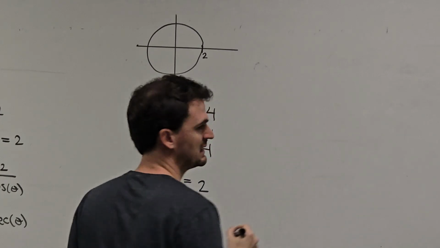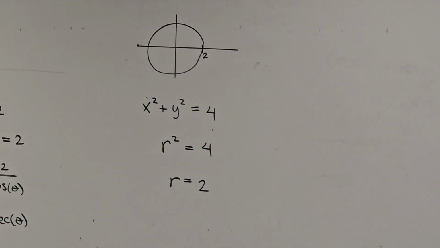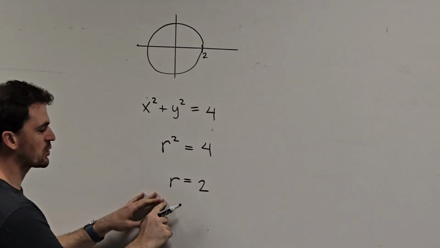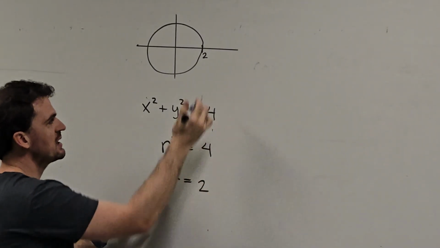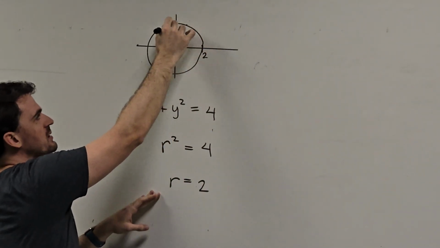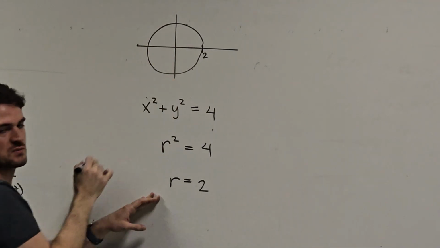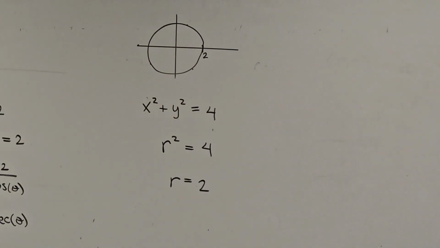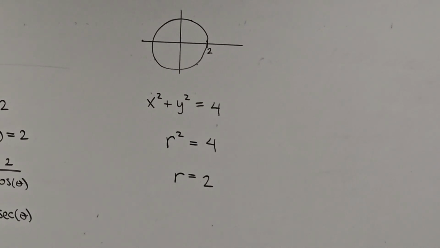How would you write the polar coordinate for a circle with a radius of 2? So this is not a polar coordinate, this is a polar equation. It's just all points that have a radius of 2. Very similar to how over here, y equals 5 was all points with a y coordinate of 5.